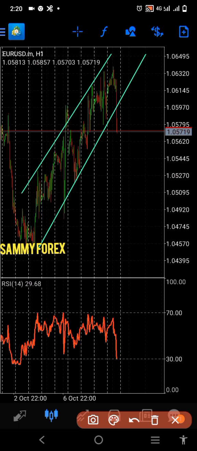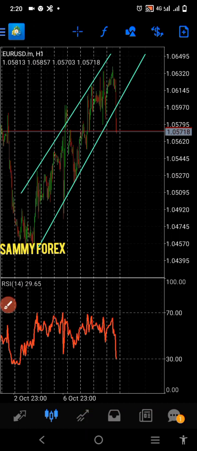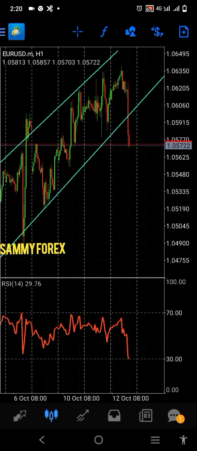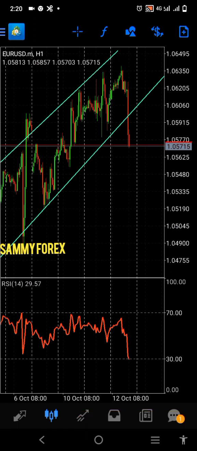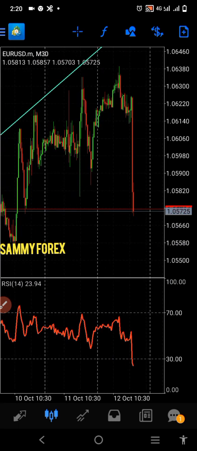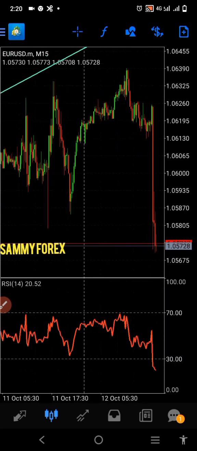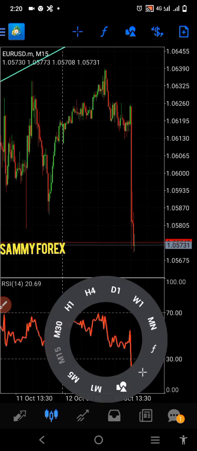But today I woke up and saw a very nice divergence on the 1 hour time frame, where we had higher highs on the price and lower highs on the oscillator. Stepping down to a smaller time frame, the 15 minutes, it was still the same thing.